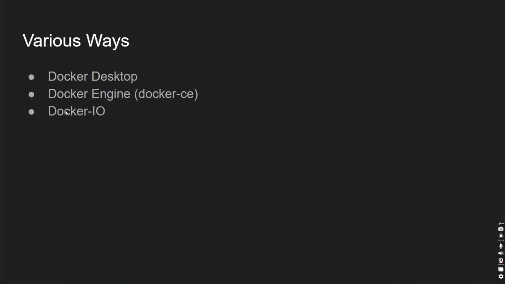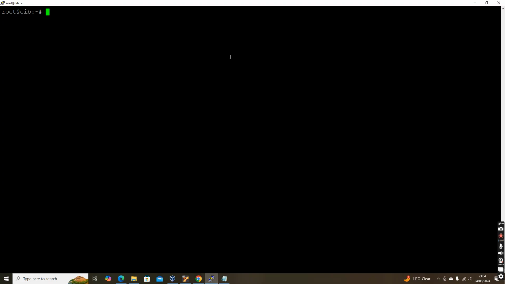In this video we are going to discuss the installation of the second and third options, Docker Engine and docker.io, because I'm not going to use Docker Desktop here. I don't have a Linux machine with a GUI; whatever I have is a server operating system, so it doesn't have a GUI. So let's get into the machine.